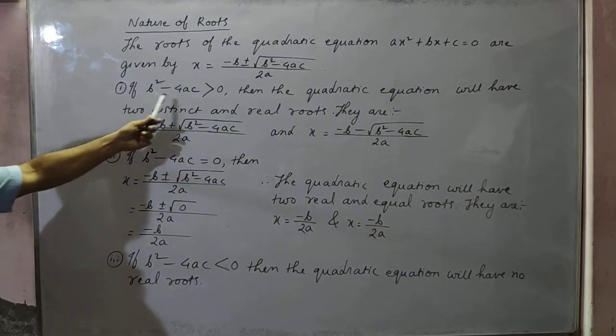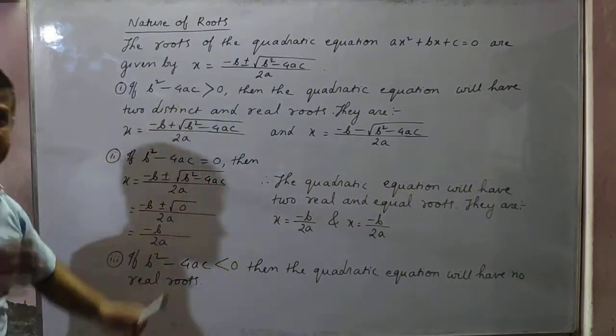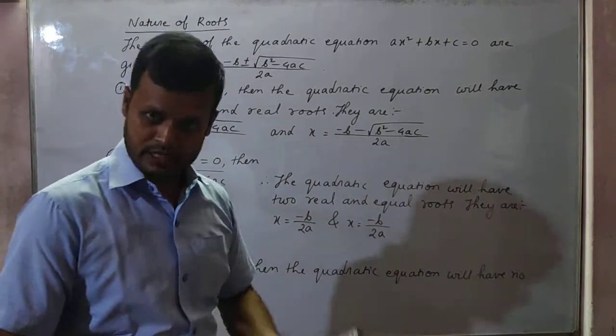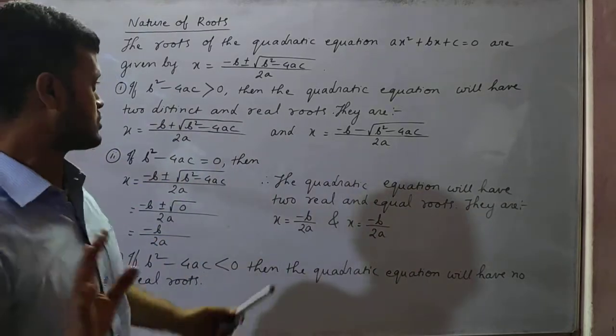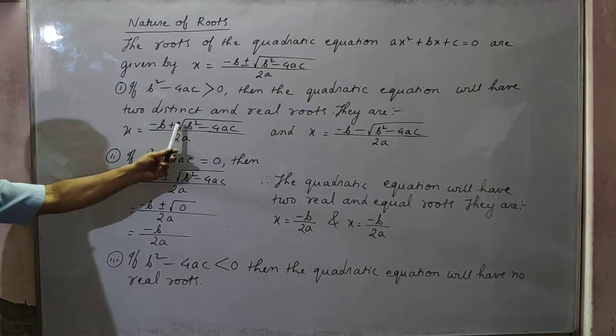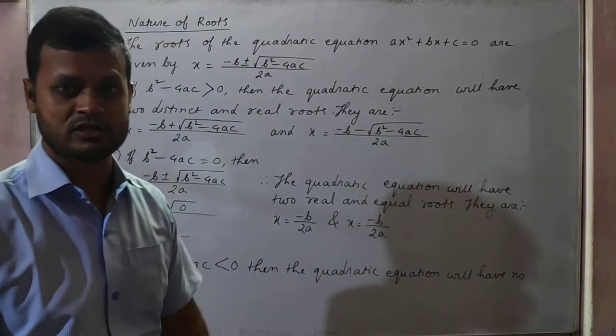Number one, if b square minus 4ac is greater than 0. If b square minus 4ac is greater than 0 means what? Greater than 0 means b square minus 4ac is a positive number, isn't it? Then the quadratic equation will have two distinct and real roots. They are x is equal to minus b plus root over b square minus 4ac by 2a, and x is equal to minus b minus root over b square minus 4ac by 2a.